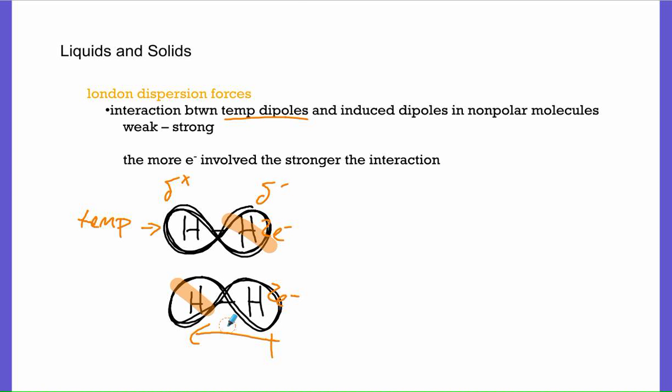So there's always opposite charges. So I do have attractions between these molecules. They're just really tiny. I have an attraction between this hydrogen and this hydrogen. Same thing on the other side, because as long as one is positive, the other one has to be negative, because they just keep flipping back and forth, and they keep influencing one another. So I have this temporary dipole, I have an induced dipole. These are generally very weak attractions, but they can actually be strong because they're additive.